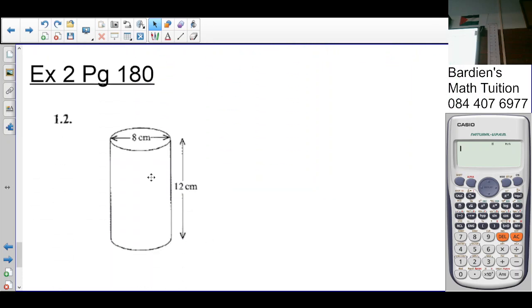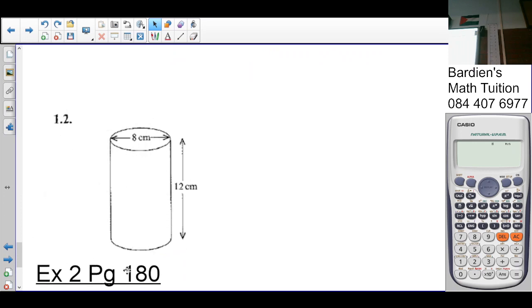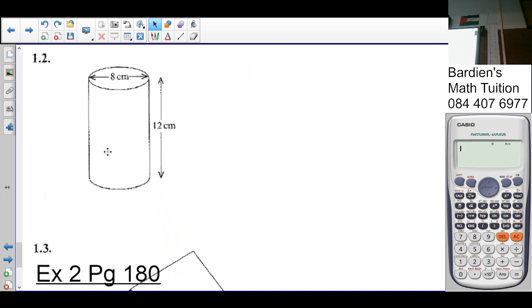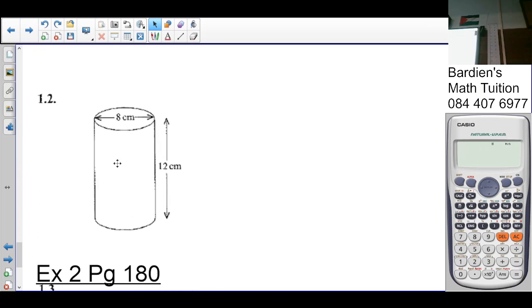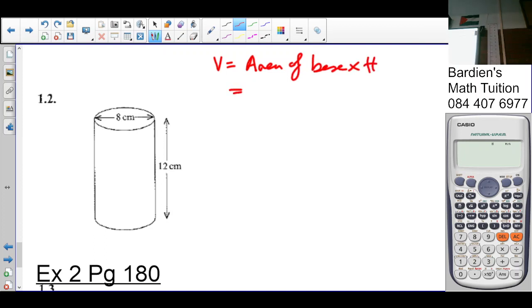Let's move on. The next one, the shape is a cylindrical shape, a cylinder. So how do you calculate the volume of a right prism? Volume is equal to area of base times height. Okay. What type of shape is this base? Circular base. Of course, the base at the bottom is the same as the top. That's what makes it a right prism.